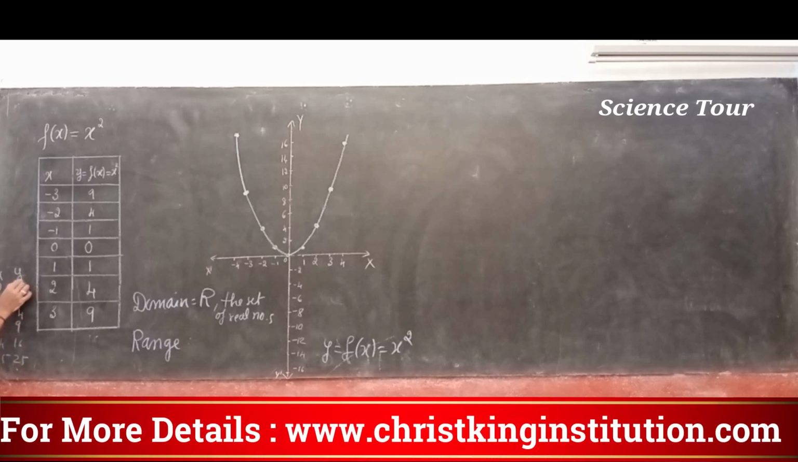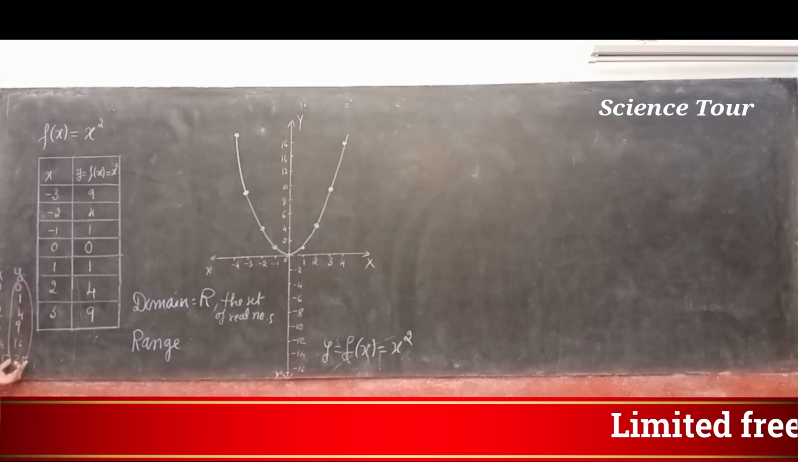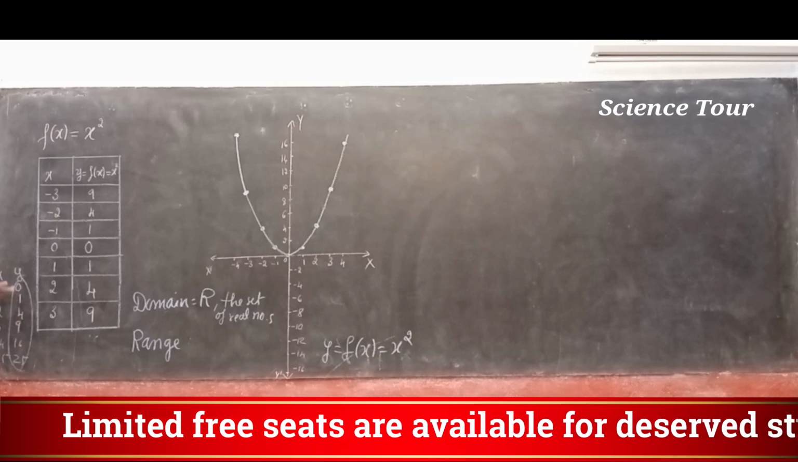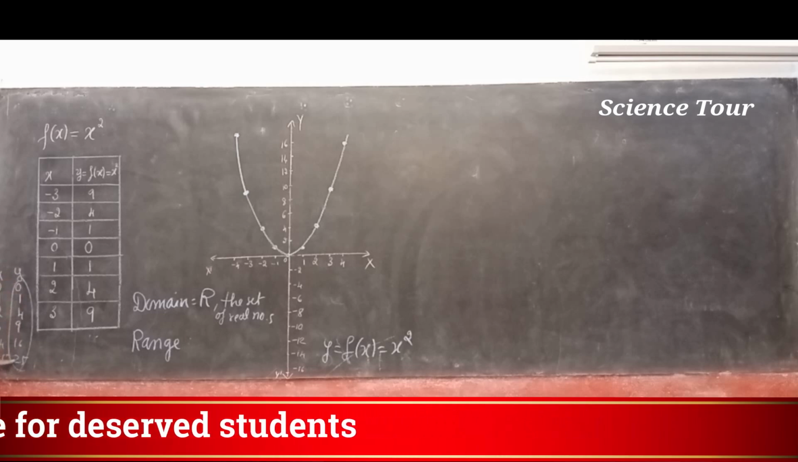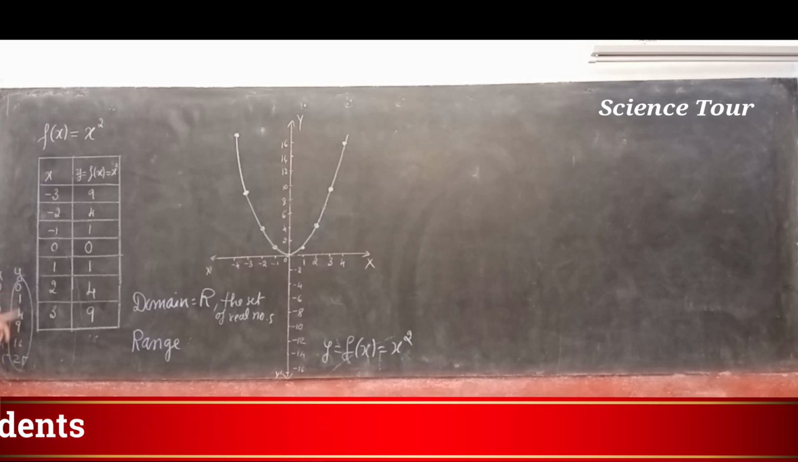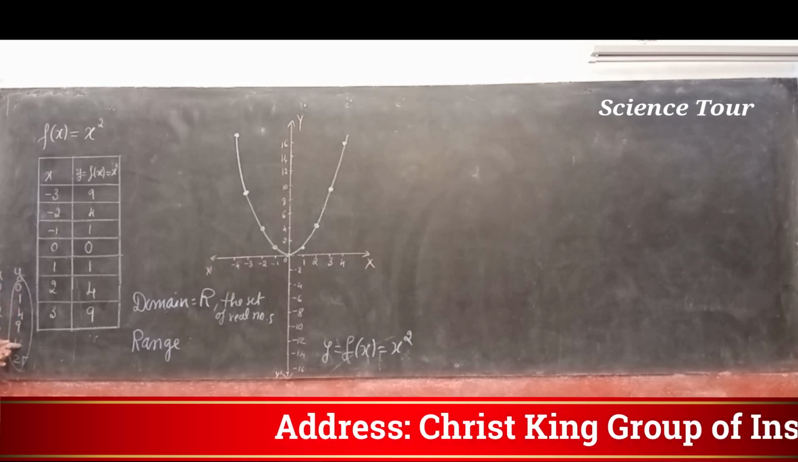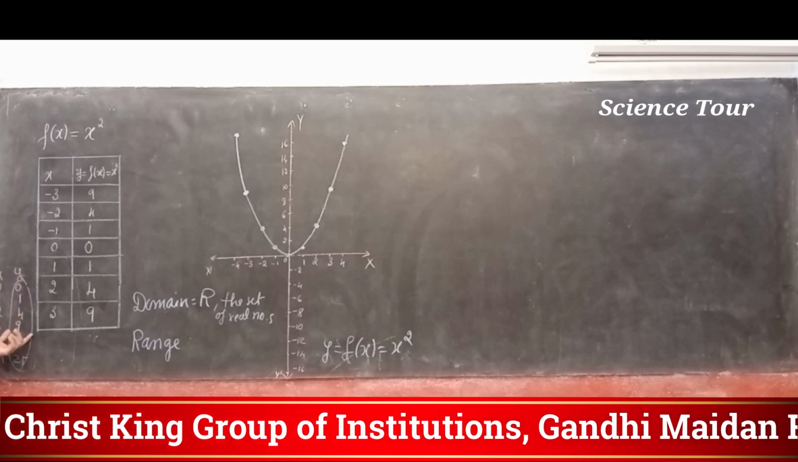Observe these y values, how they are positive numbers or 0. If you take 0, then you will get 0. If you take other than 0, then you will get positive numbers, right? So how are the y values? Y values are either 0 or positive numbers. So in the y column what you have? Either 0 or positive numbers.